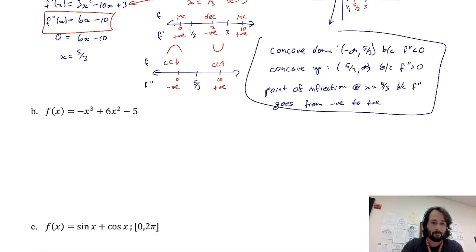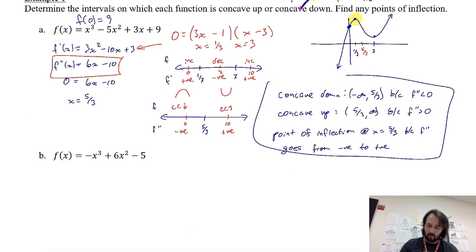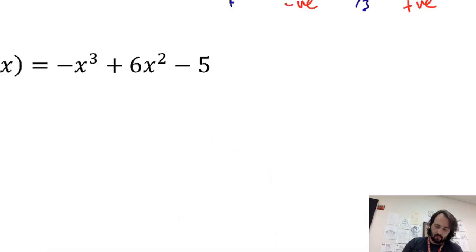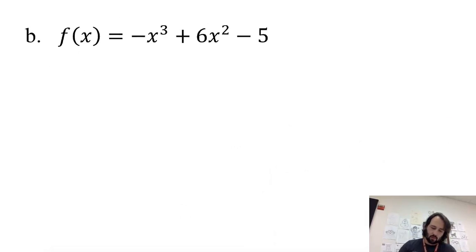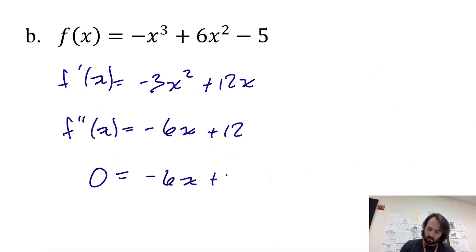All right. Alrighty. So same idea. This one I'm not going to go into that big depth and show the graph or anything. Just determine the intervals on which it is concave up or concave down and find any points of inflection. So let's do our derivatives, right? So f prime would be negative 3x squared plus 12x minus 5. So f double prime would be negative 6x plus 12. 0 equals negative 6x plus 12.